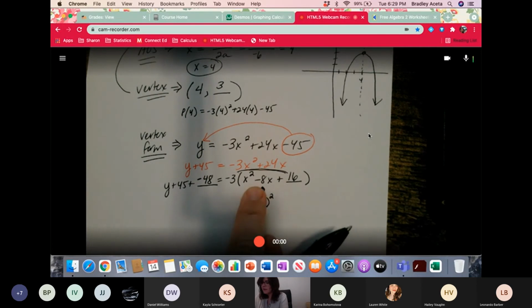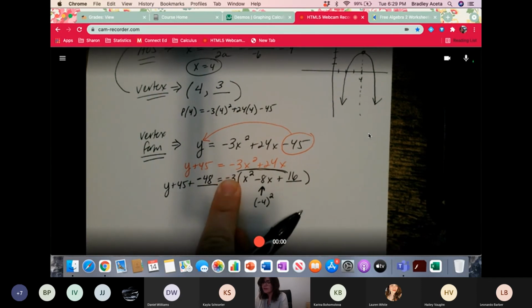Where did I get the 16? I halved -8. Half of -8 is -4, squared is 16. You don't want to write 16 over here unless this was a 1, unless there was nothing in front. You could put a 16 here. But because you factored out a -3, you have to accommodate for it, which means that this side was -48.